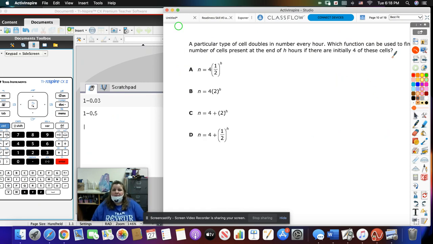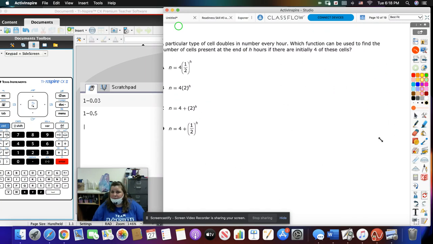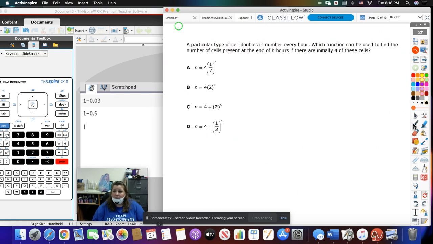All right, next. This one's for you to try on your own. Okay, so you should have looked up here. It says a particular cell doubles, so this means times 2 every hour. Which function can be used to represent the number of cells after hours, where initially there are 4 of these cells. So initially means out in front of the parenthesis has to be that 4. This is 4 plus, 4 plus, that's not it. It has to be right next to the parentheses. So it's one of these two.